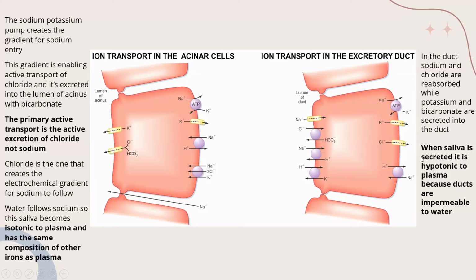So when the saliva is secreted, it is hypotonic. Why? Because in the duct, what's different from the acinar cells is that the duct is impermeable to water. So even if Na goes out, which doesn't even happen, I'm just saying, even if Na goes out, water can't follow because it's impermeable to water. But Na either way gets reabsorbed. So that's why it's hypotonic, because water can't follow. So it's not as isotonic as plasma anymore. It becomes hypotonic.